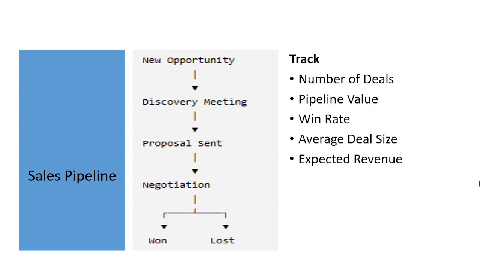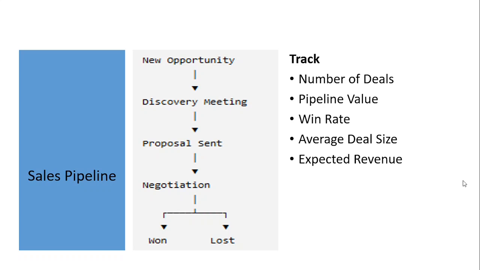The pipeline gives your team a visually appealing overview of every opportunity. Each deal moves through the same stages, making it easy to understand where it stands. A new opportunity means the lead has been qualified. Discovery meeting is where you understand the customer's needs and challenges. Proposal sent means you've provided pricing or a formal solution.